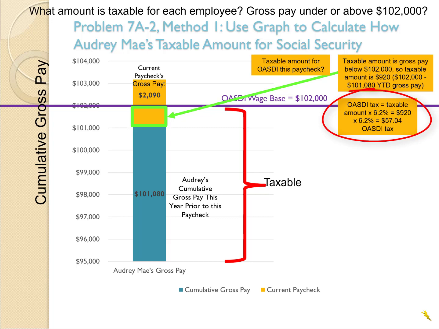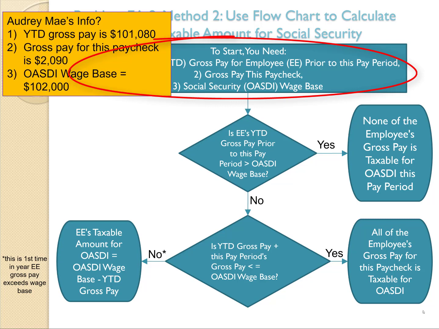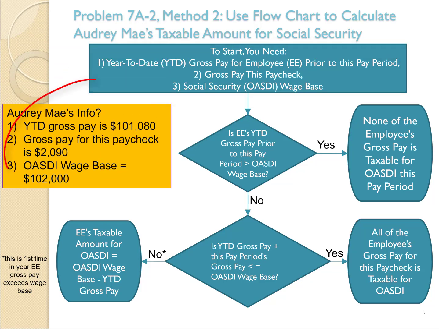If you like, we could use the flowchart method instead. So to do that, we need the year-to-date gross pay for the employee prior to this pay period. We need the gross pay for this paycheck, and we need to know the wage base. So here's the data. Her year-to-date gross pay before this check is $101,080. The gross pay for this paycheck is $2,090, and of course the wage base is $102,000.